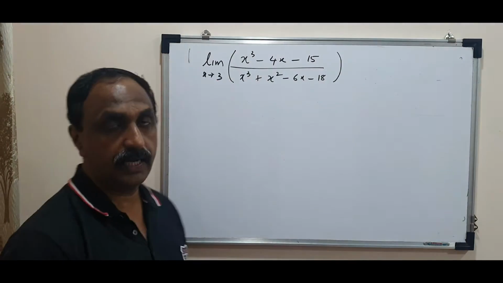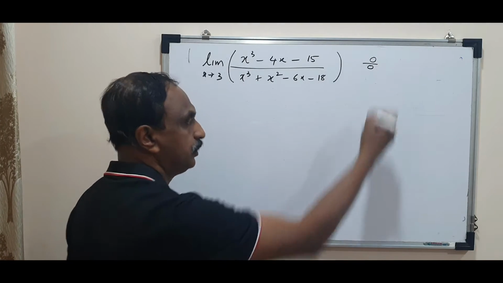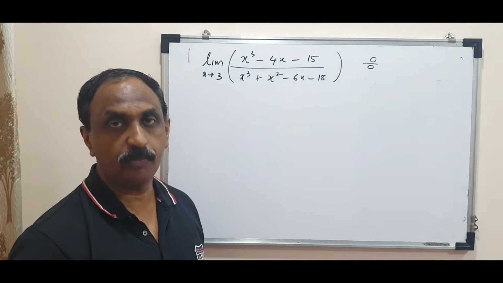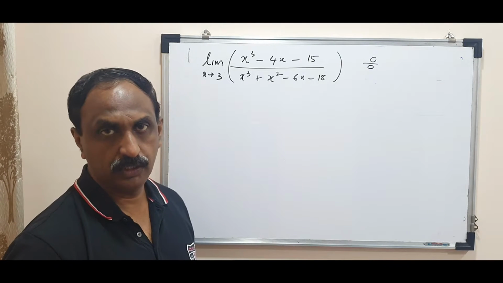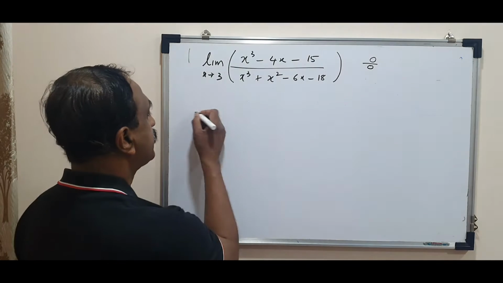Now in an algebraic function, when I replace x by 3, I get 0 by 0. Our old method was to find the common factor. x minus 3 is the common factor, and that was a technique we used. But you can see that here the derivative method will reduce our steps. Let's have a look at it.